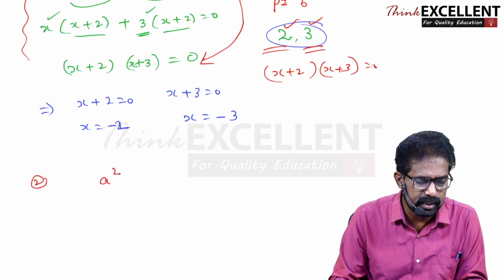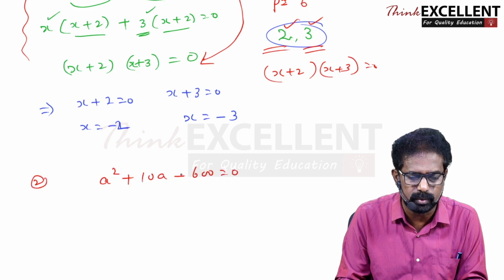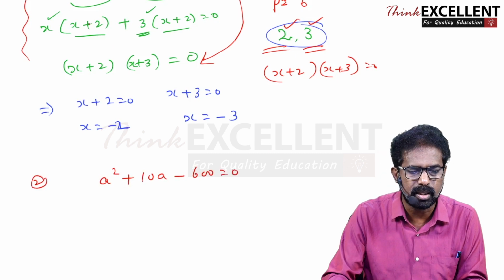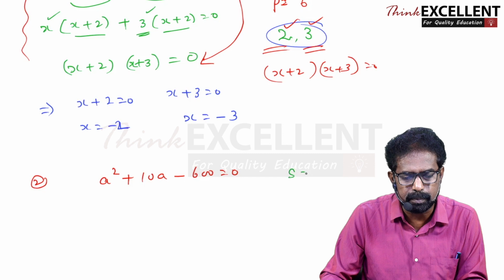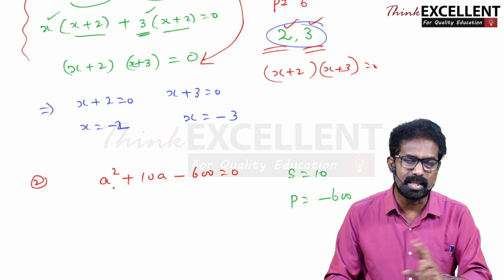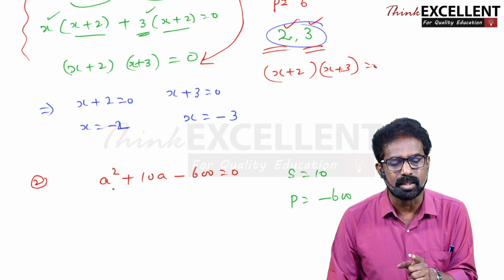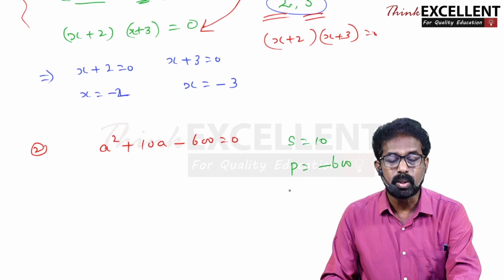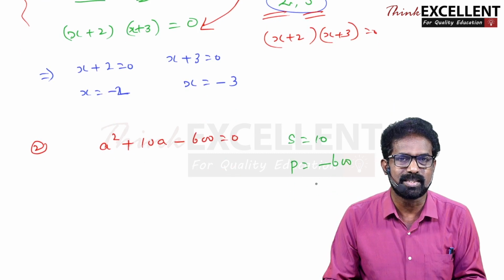Suppose the question is a square plus 10a minus 600 equal to 0. Yes, it is the correct order. Sum equal to B, sum equal to 10, product equal to AC. So 1 into minus 600 is minus 600. Here also the a square coefficient is 1 only, so you can write the answer directly. Only thing, the variable is a here. But the main problem is you have to find two numbers. Okay, this is the game.